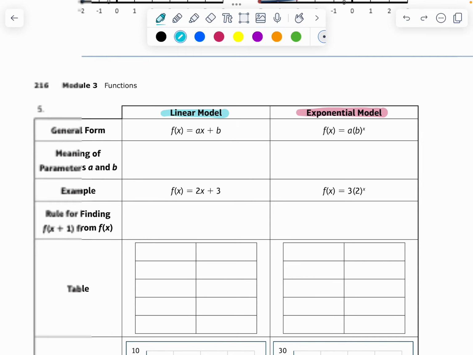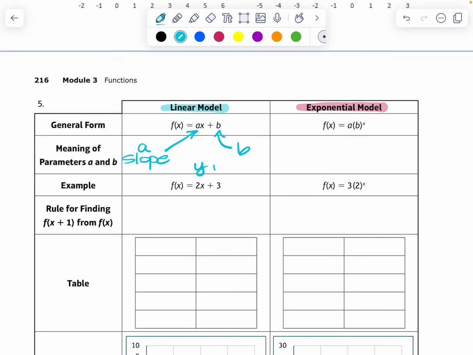Trying to get rid of that. Here we go. The meaning of A and B. So in this case, A is still our slope. A is the slope. B is our y-intercept.